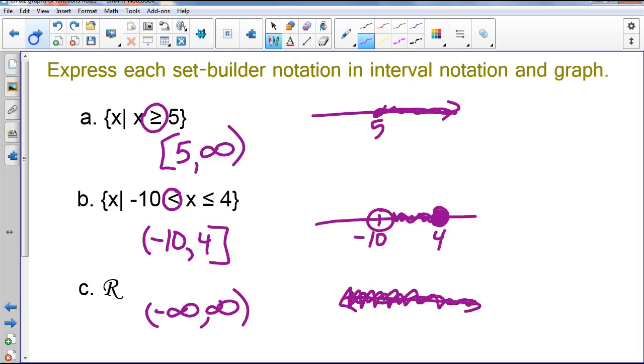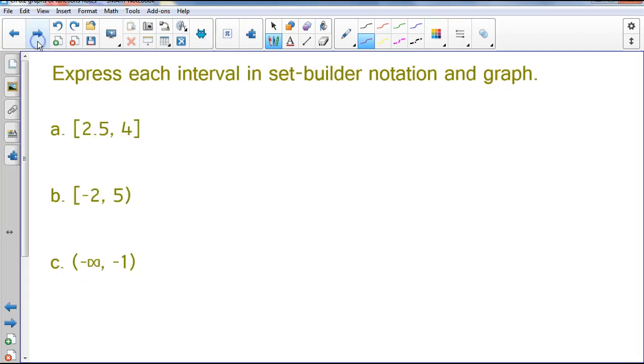Make sure you guys make your scribble and squiggle lines well marked. If you just do one line on top of the other lines, I'm not going to be able to tell where your shading is, and that would be marked wrong. So make it very, very evident, very clear, so that's why you see me scribbling very clearly where it should be shaded in. Last one, express each interval in set notation and graph it.